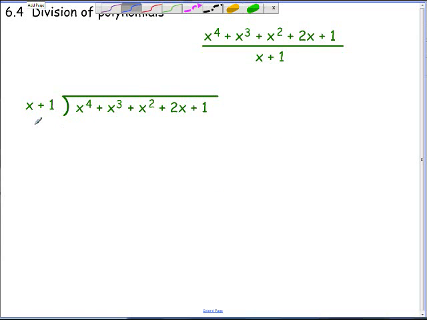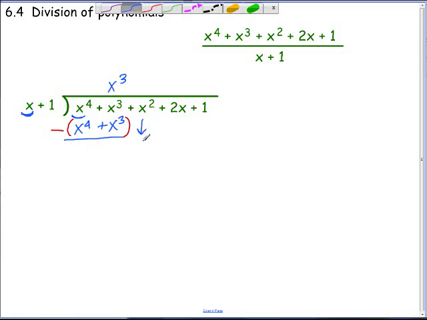Ooh, let's have a little more fun. X plus 1 divided into all of this. We're going to focus in, remember, on just the first term in the divisor and the first term here. So that would be x to the third. We're going to put it here. X to the third times x will give us x to the fourth. That's what we wanted. Plus x to the third. Now we're going to subtract that, and we get 0.